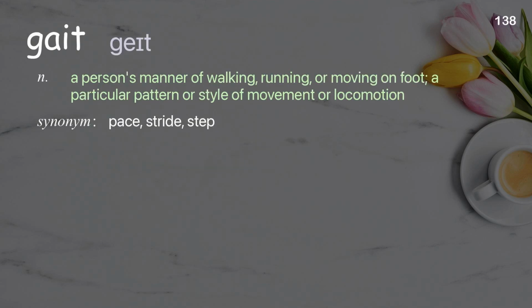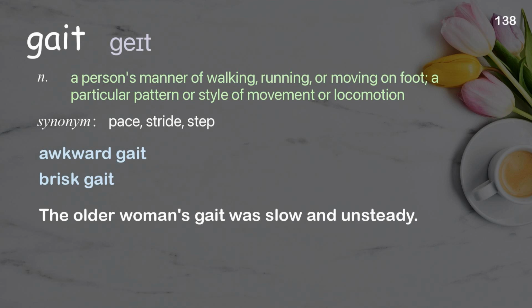Gait. A person's manner of walking, running, or moving on foot, a particular pattern or style of movement or locomotion. Examples: Awkward gait, brisk gait. The older woman's gait was slow and unsteady.